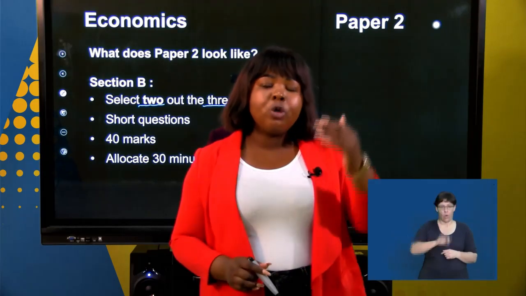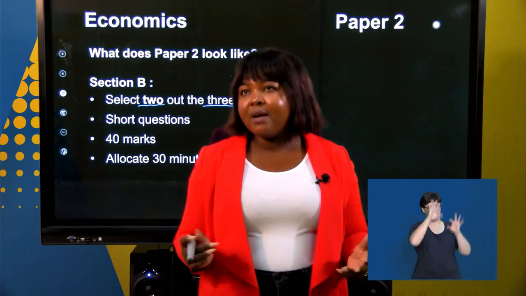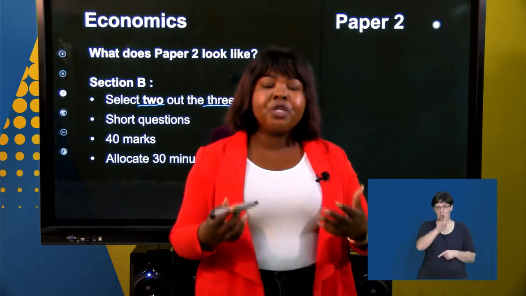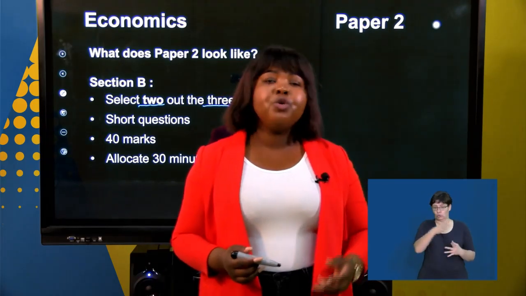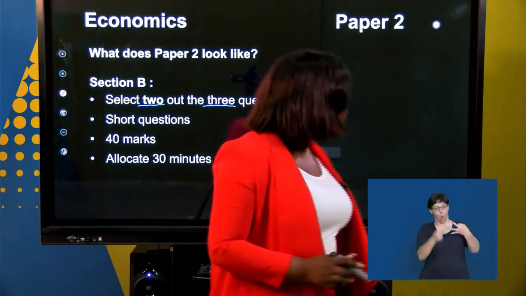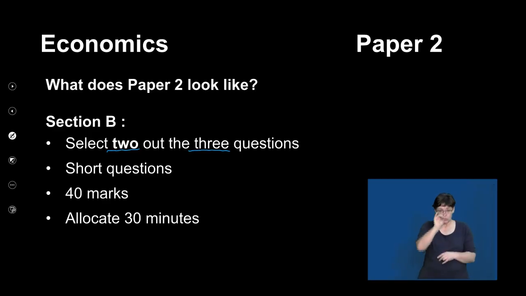So don't write all 3 questions and leave it to the marker, just in case you did better in your question 2 and your question 4, and you didn't do equally well in your question 3. So you need to be able to make the choice for yourself, because only the first 2 questions are going to be marked there. These are typically your short questions in section B. They carry with them 40 marks. You need to allocate a maximum of 30 minutes there.